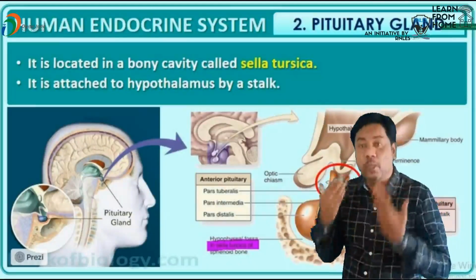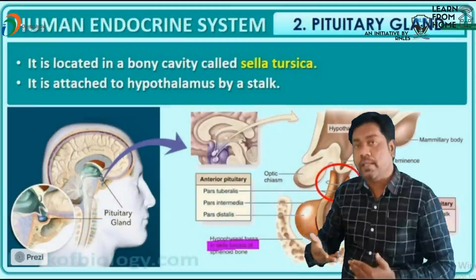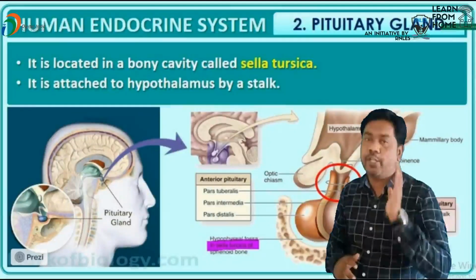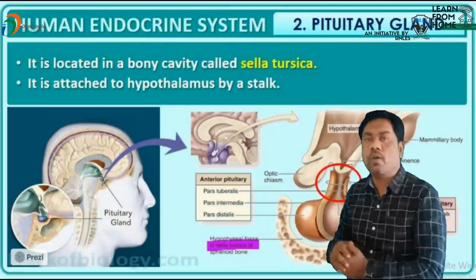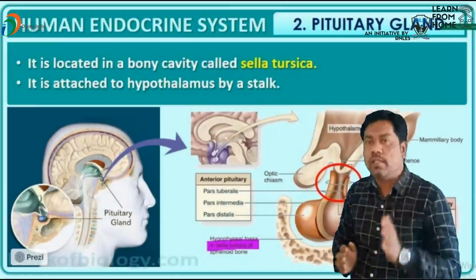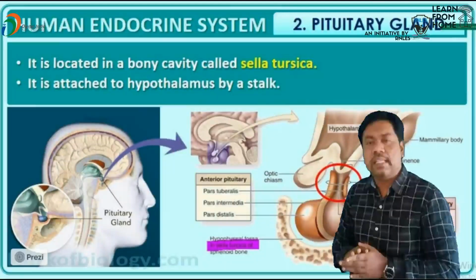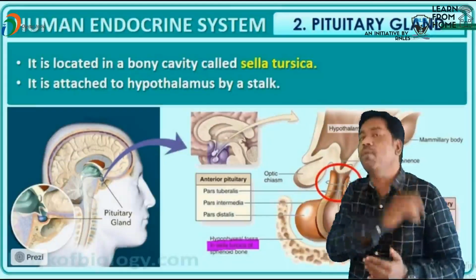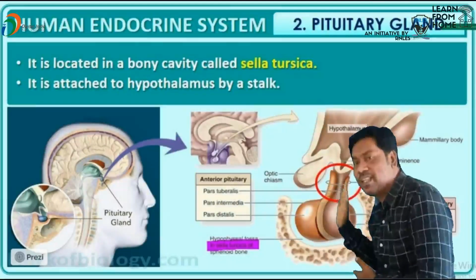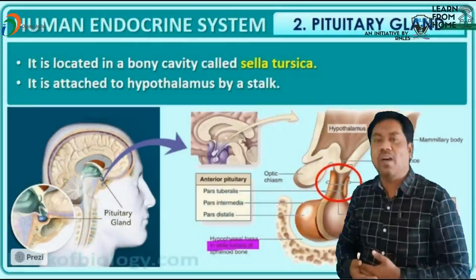How many lobes does it actually have, beta? Three lobes at the embryological time. But in the case of the adult, it has only two lobes, the anterior lobe and the posterior lobe, because the middle lobe merges with the anterior lobe. Now this anterior lobe along with the middle lobe is known as the adenohypophysis, and the posterior lobe is known as the neurohypophysis.